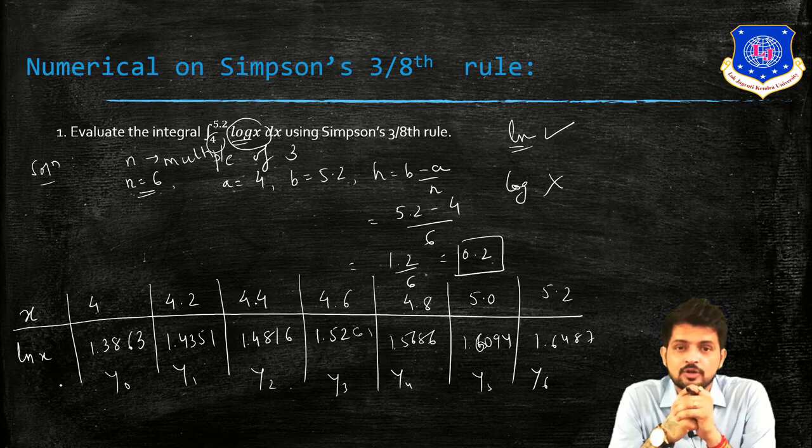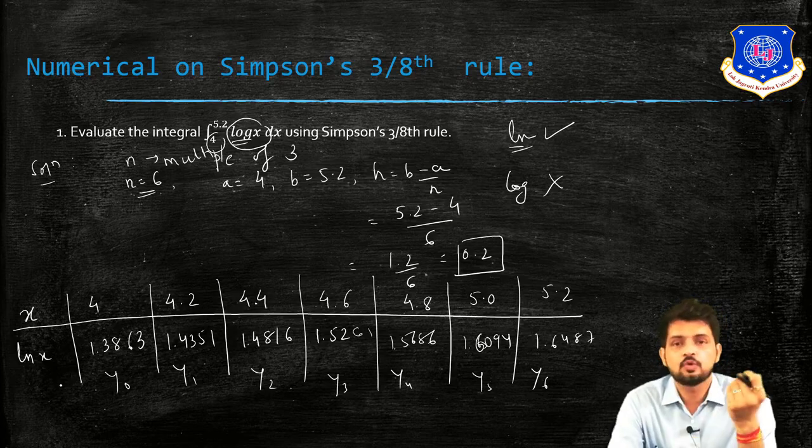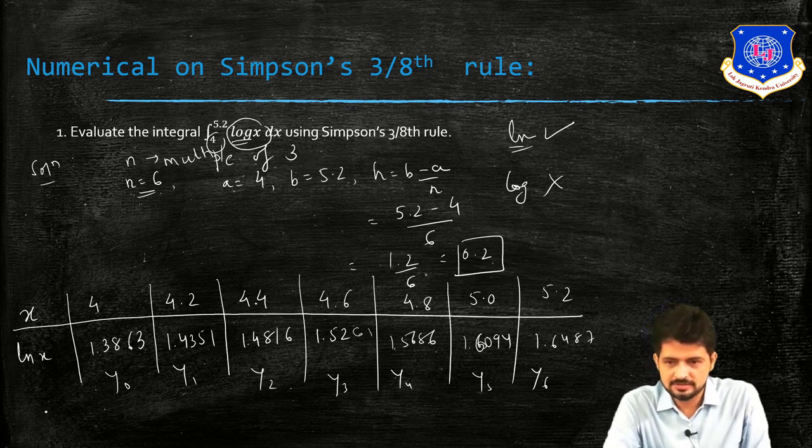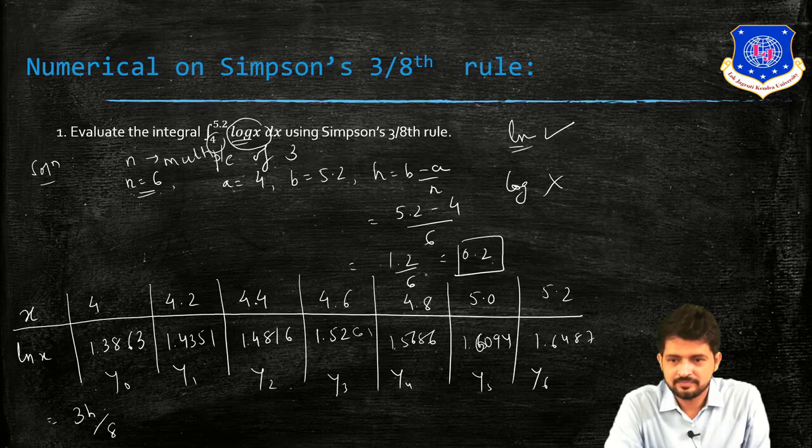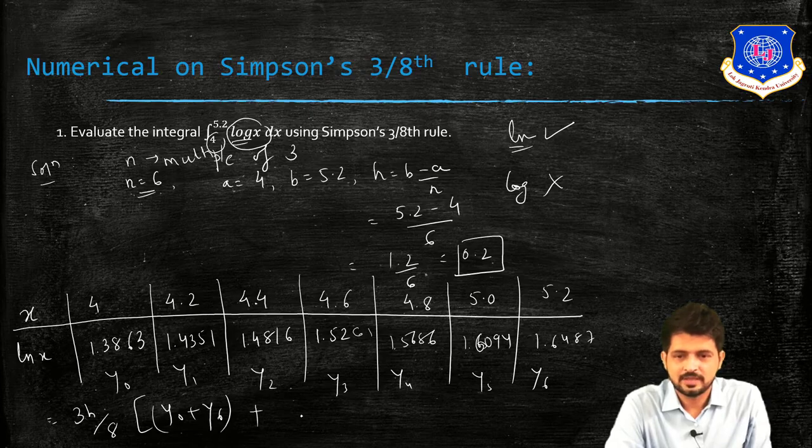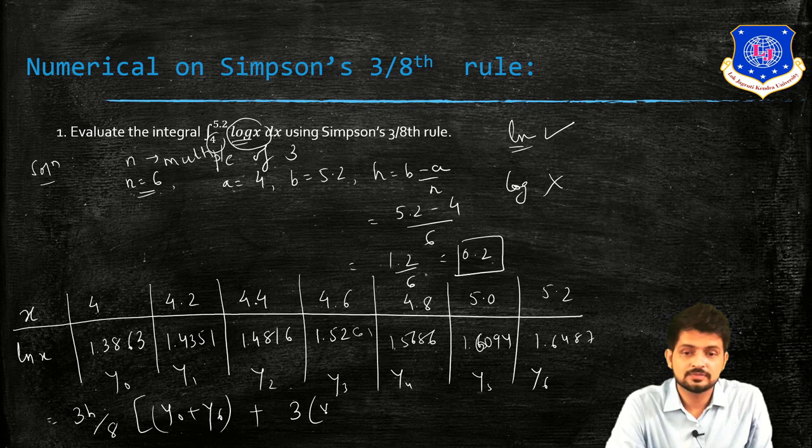And then we have to apply Simpson 3/8 rule. To apply Simpson 3/8 rule, we have to apply Simpson 3/8 formula. What is the Simpson 3/8 formula? To find the integral, I can write here 3h by 8, first term plus last term, plus 3 into the sum of the terms excluding the multiple of 3.